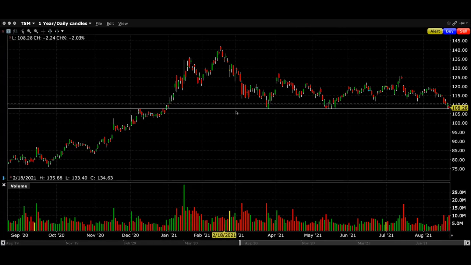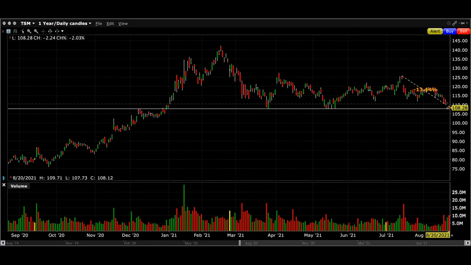It's tapped it 1, 2, 3, 4, 5, 6, 7, 8 times now. We're there. Over the last month and a half, it's fallen already about 13.5%. So pretty nice discount on TSM.